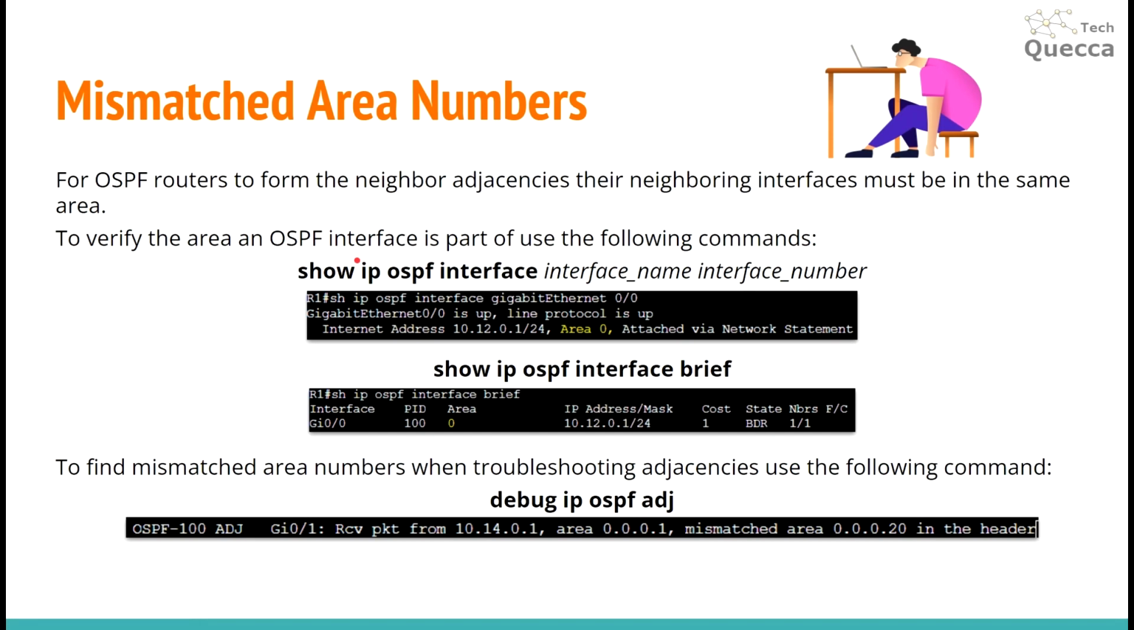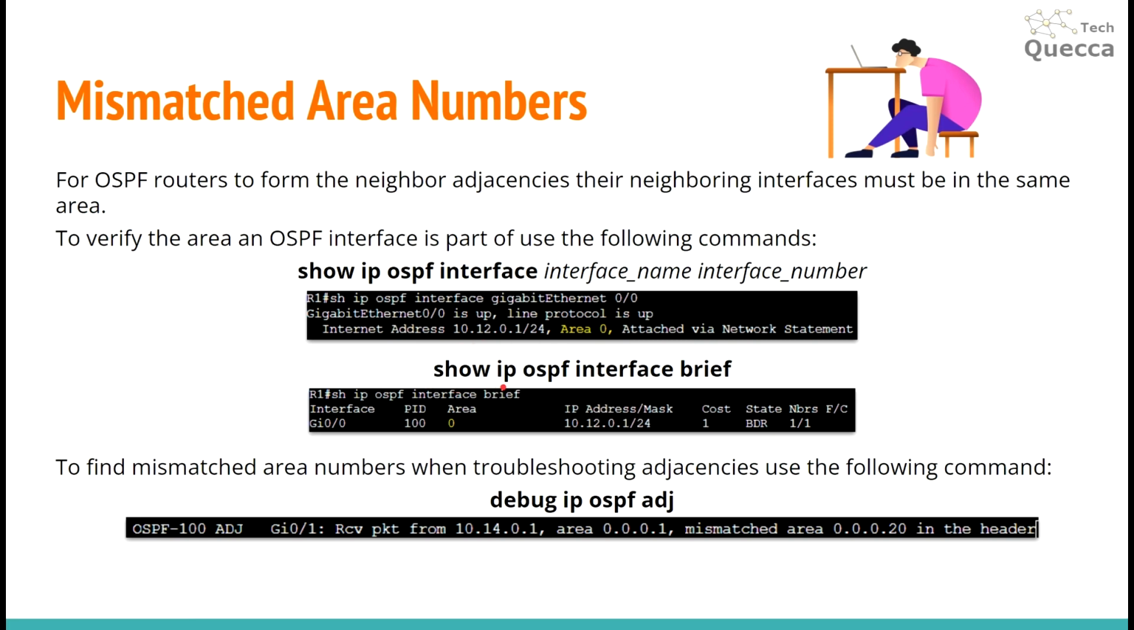Next issue is mismatched area numbers. For OSPF routers to form a neighbor adjacency, their neighboring interfaces must be in the same area number. So the area must match on the interfaces on the link. To verify the area on the OSPF interface, use the following command: show ip ospf interface and then the interface name and interface number. In the output you will find the OSPF area on this interface.